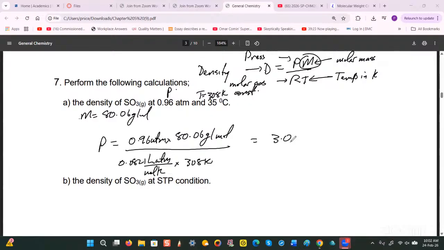So this becomes 3.0. And in terms of the units, the atmospheres will cancel out here and here. The Kelvin will cancel out here and here. The moles will cancel out here and here. So you're going to end up with 3.0 grams per liter. And that's it. That's how you do that one.